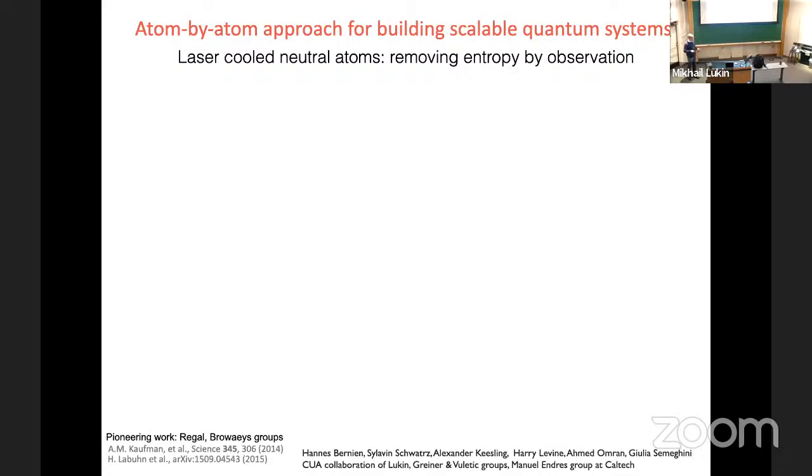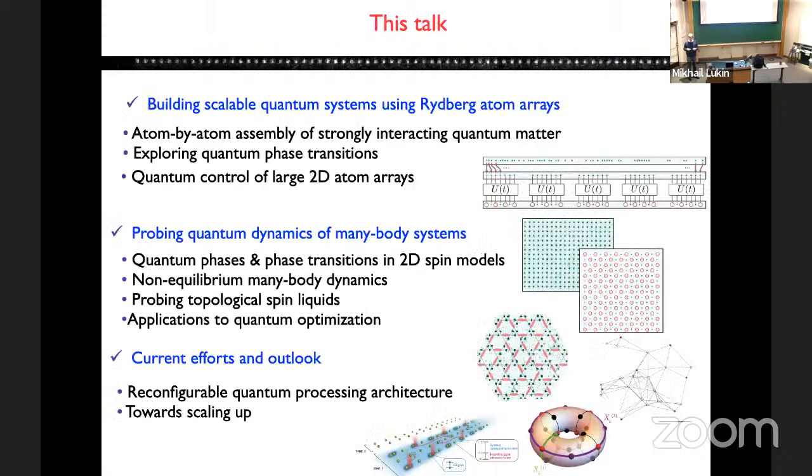Then what I will do is try to give you examples from the modern frontier of this field, in particular some of the work that we have been doing recently involving control of two-dimensional systems, exploring quantum phases and phase transitions, but also realizing new states of matter, like, for example, quantum spin liquids, and also applications to solving computational problems, applications to so-called quantum optimization.